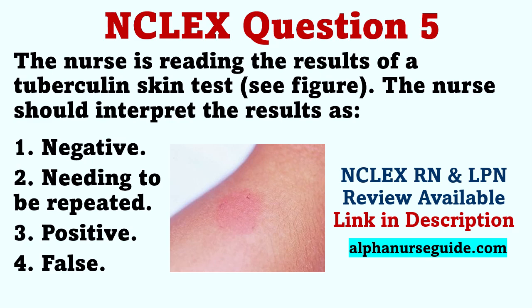The correct answer is 3. The tuberculin test is positive. The test should be interpreted 2 to 3 days after administering the purified protein derivative, PPD, by measuring the size of the firm raised area of induration. Positive responses indicate that the client may have been exposed to the tuberculosis bacteria.